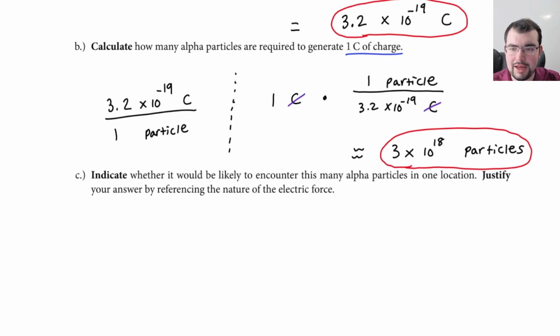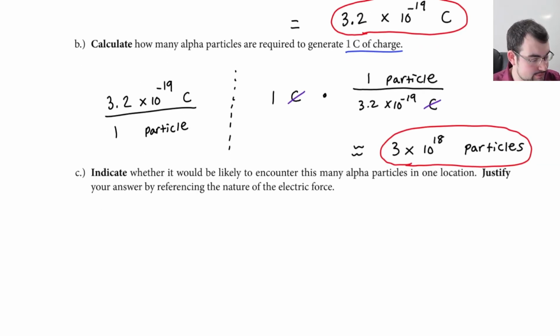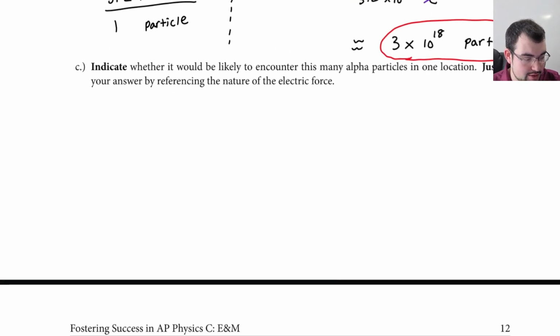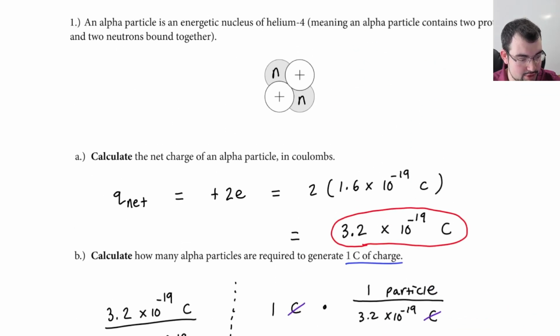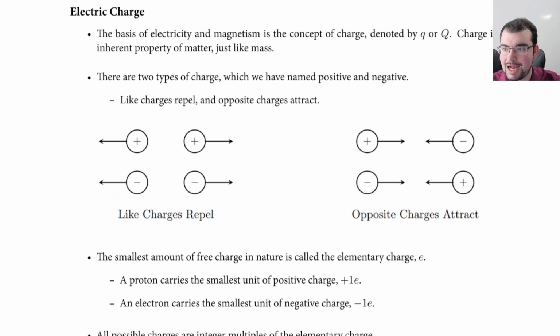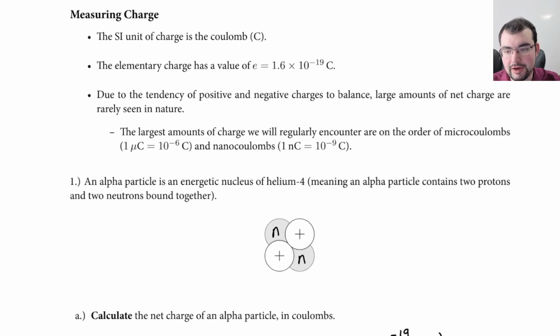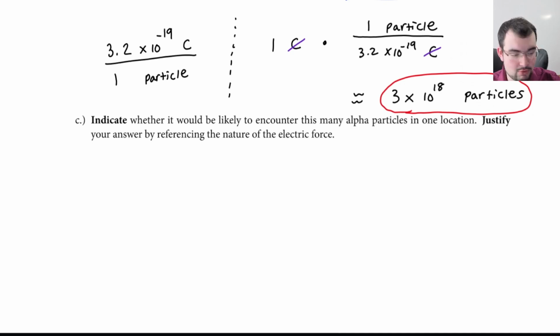I can't even think off the top of my head what number that is. It's probably in the quadrillions or quintillions at this point. 10 to the 18th. So would it be likely to encounter this many alpha particles in one location? What do we think? Well, first of all, 3 times 10 to the 18th particles is a lot. But also realize they're positively charged. And we just said up here, positive charges repel. So it seems very unlikely that you have somehow convinced all of these repulsive particles to be next to each other. So I would say no.